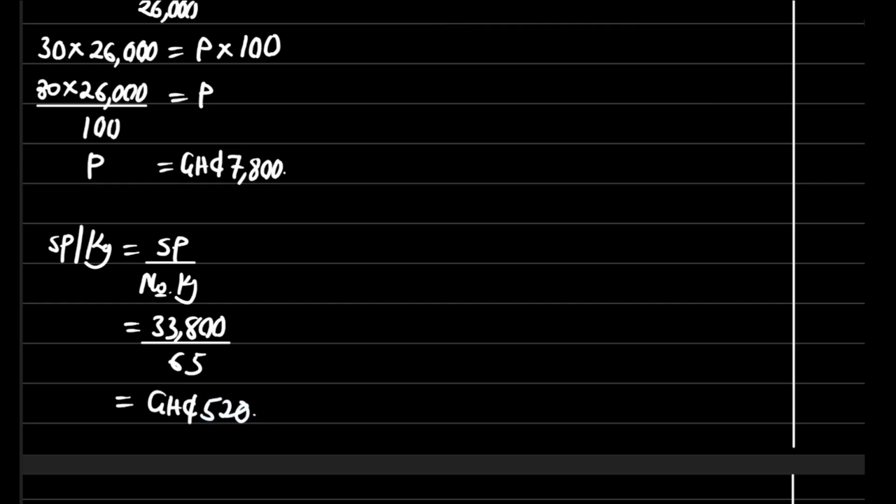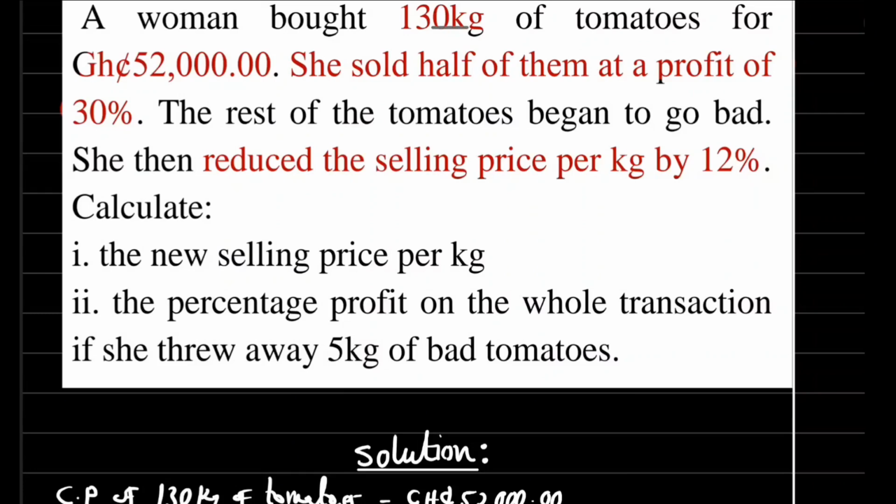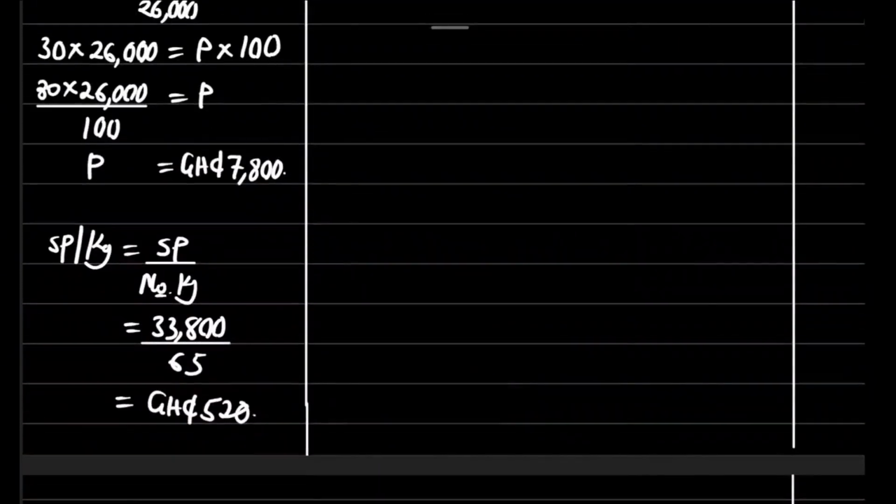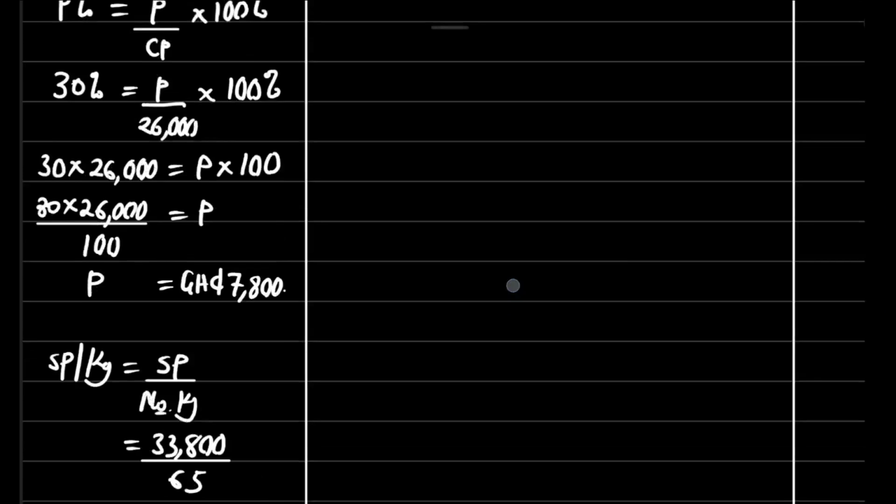520. Then we are true. So let's continue with our reading. It says that the rest of the tomatoes began to go bad. She then reduced the selling price per kg by 12%. So now we know the selling price per kg is 520, as per the number of tomatoes that was sold in this particular case. So you have gotten 520, the selling price.